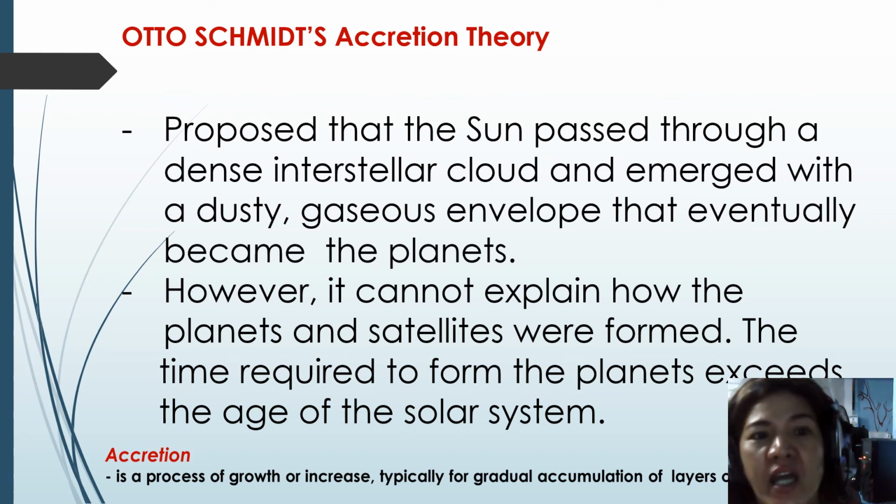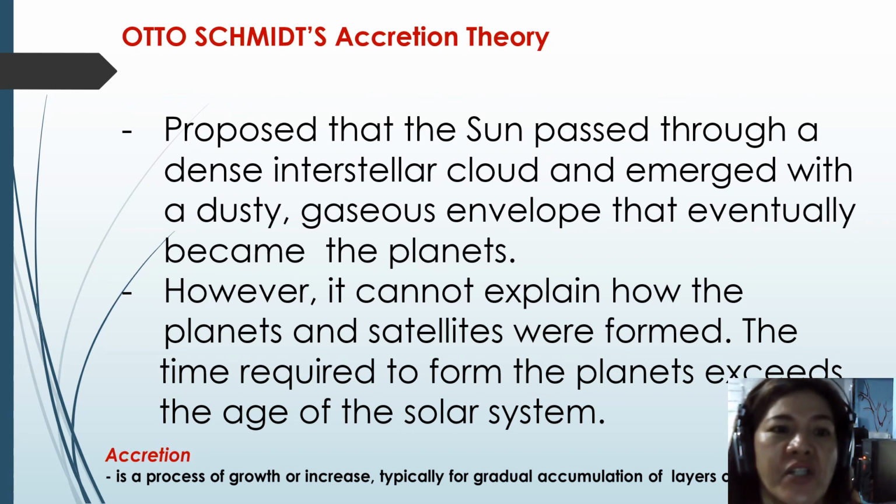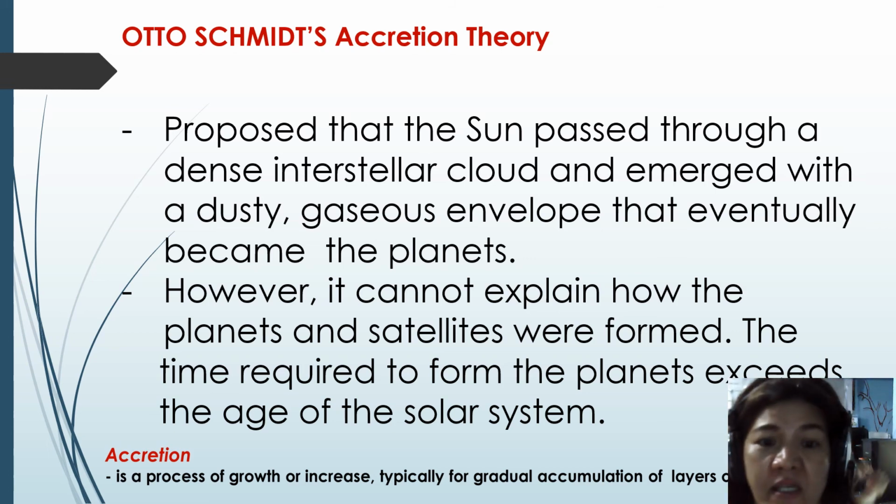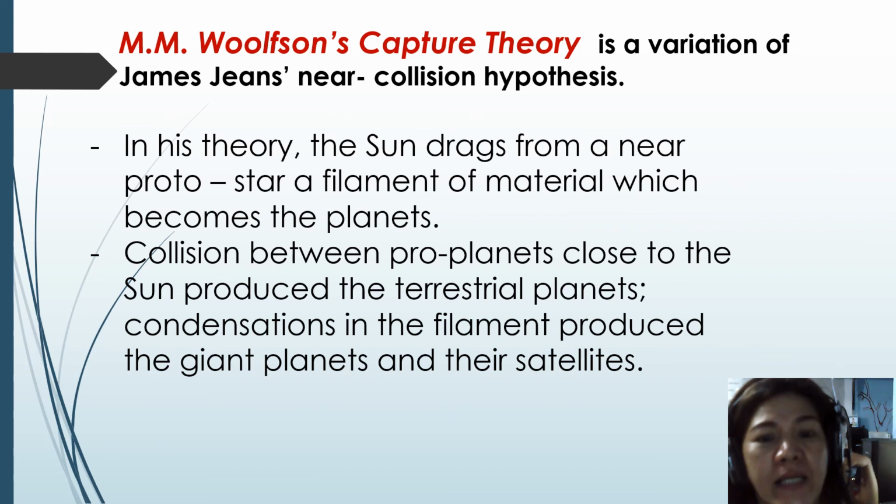Okay, so we have now the accretion theory. Accretion theory proposed that the sun passed through a dense interstellar cloud and emerged with a dusty, gaseous envelope that eventually became the planets. However, it cannot explain how the planets and satellites were formed. So the time required to form the planets exceeds the age of the solar system. So again, accretion is a process of growth or increase, typically by gradual accumulation of layers of gases or matter.